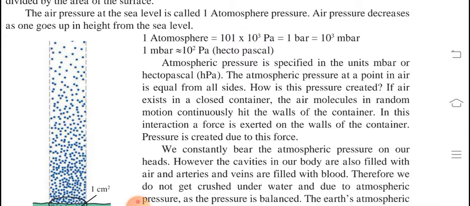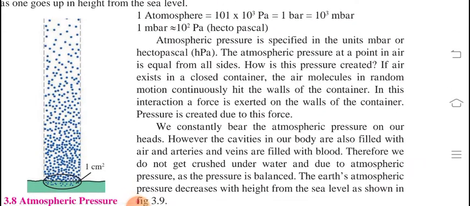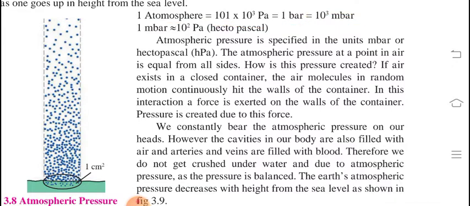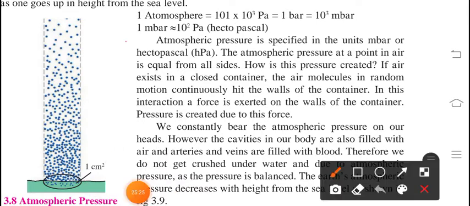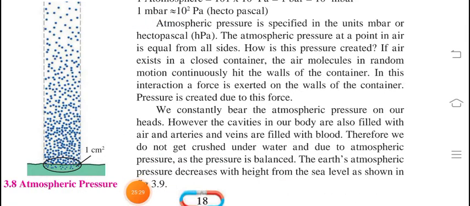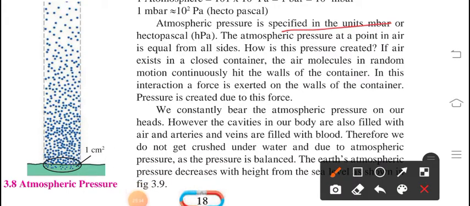Hence we can say that 1 atmosphere is equal to 101 x 10^3 Pascal, or 1 bar, or 10^3 m bar. So what is m bar? M bar means 10^2 Pascal. Atmospheric pressure is specified in units of m bar. M bar means 100 Pascal, or hectopascal, which is hPa.